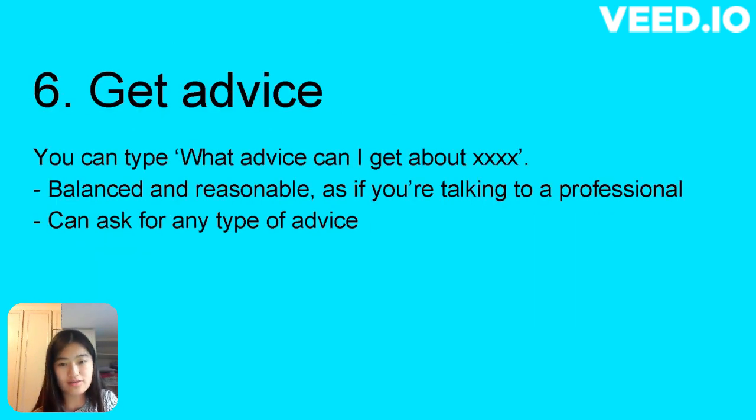So the last way you can use ChatGPT is by getting advice. So you can type, what advice can I get about anything, into the chatbot. And the advice ChatGPT gives can be so balanced and reasonable. It's as if you're talking to a professional, and you can ask for any type of advice, including how to deal with a tricky situation or how to gain better study skills to improve your grades.